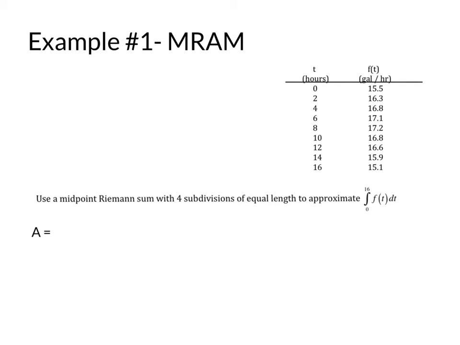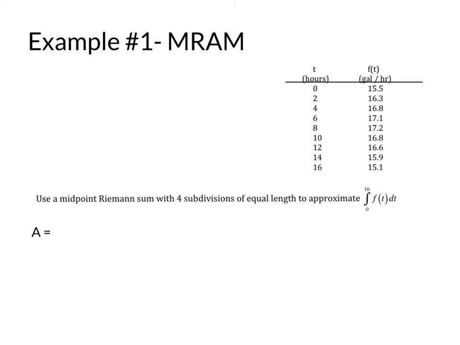Alright, for this example, we will be doing a midpoint Riemann sum with 4 subdivisions of equal length in order to approximate the area under the curve from 0 to 16. And they give us a chart over here from time 0 to 16. So when it asks us to do 4 subintervals of equal length, we're going to be taking this chart and dividing it by 4 in order to find our subintervals.